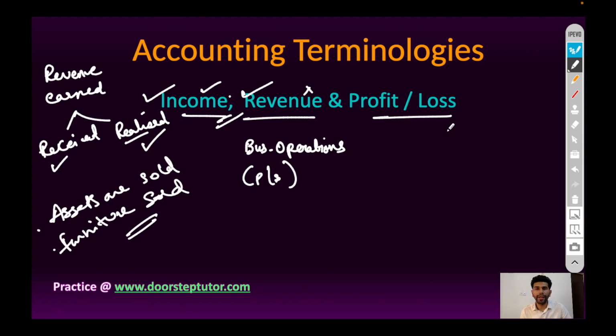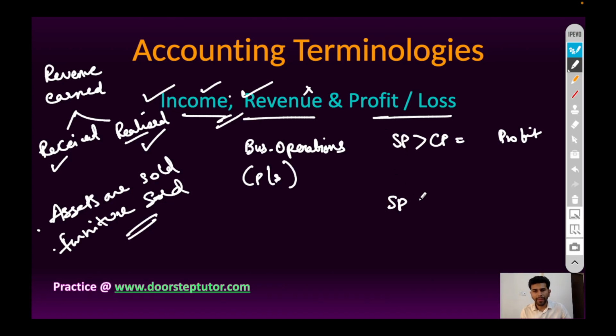Next is profit and loss. When selling price of goods is higher than cost price, we can say there is a profit. When goods are sold on higher price than cost price, then it is called as profit.